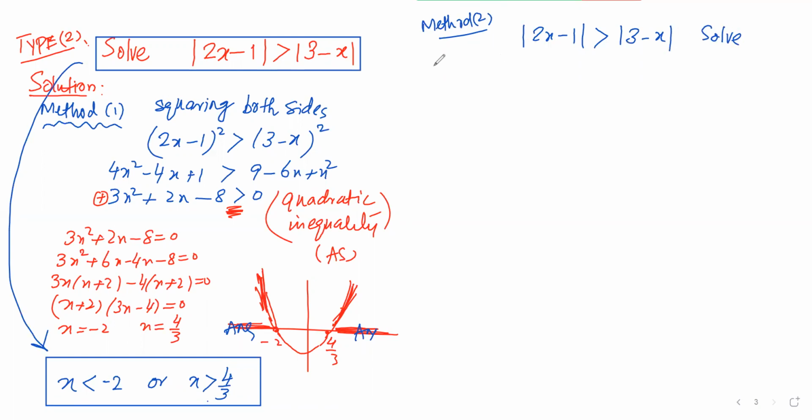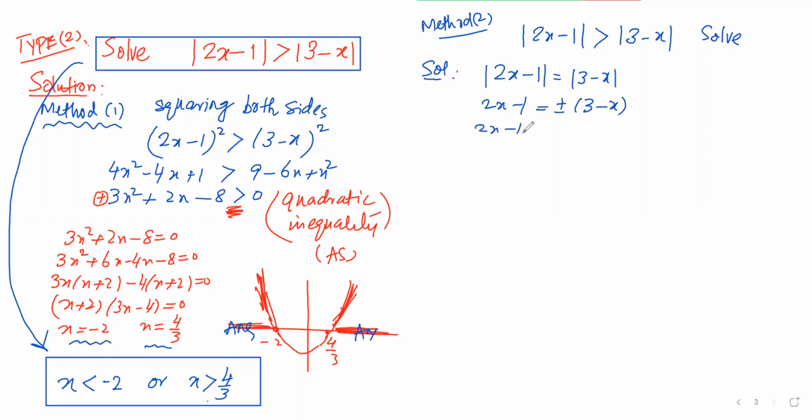Same question. For the solution, you ignore the inequality sign and write equal to this. I'm doing this for the critical points. These values which we obtain by squaring can be obtained by using this technique: 2x minus 1 is equal to, write plus minus, as we solve the equations.